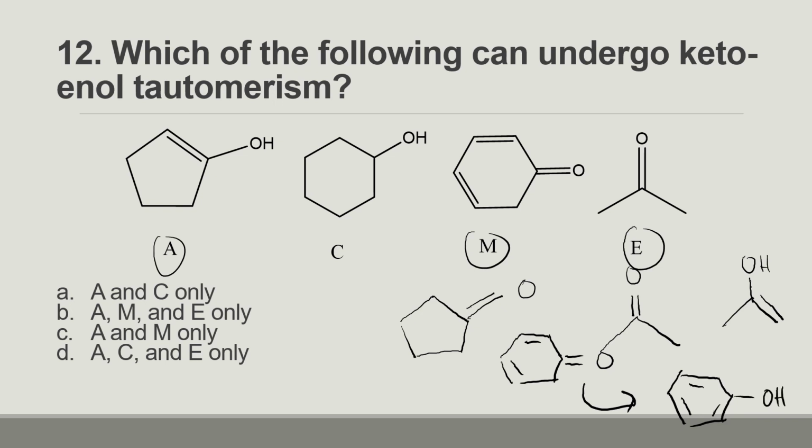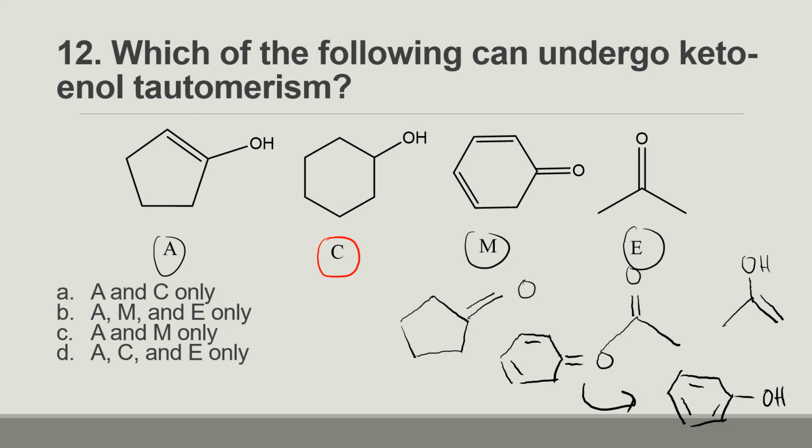Pero si C, si tayo tumingin, si C ay hindi pwedeng maging keto form, nasa enol form na siya ngayon, so it cannot tautomerize to form a keto product. Why? Kasi wala naman siyang double bond, no? Alam natin na yung switching, yung tawag dito, hydride shift, it occurs, no, kapag mula doon sa double bond.